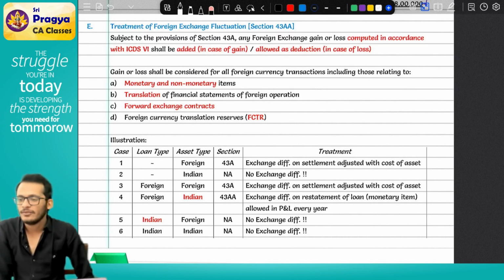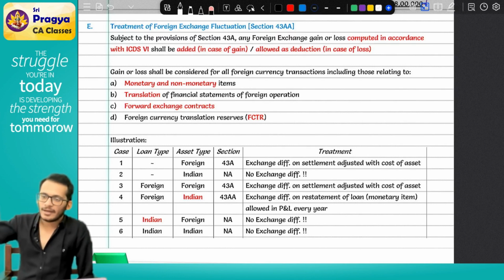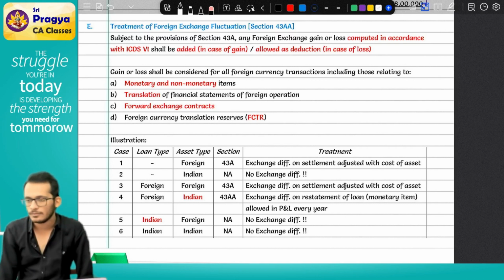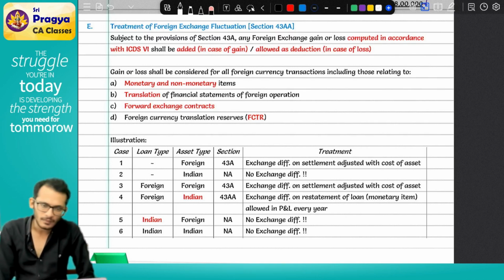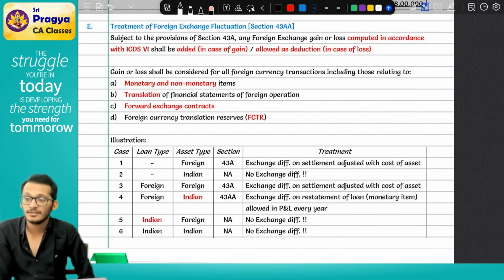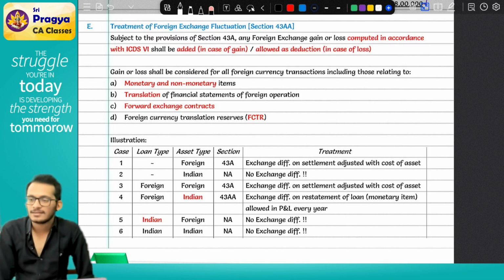Here and there, what I feel can be changed, I will change. Like foreign exchange asset, all those small changes I will do. So what I will do is, when I am doing ICDS, I will give a reference to the accounting standard and I will tell you what happens in accounting standard and what extra you have in ICDS.